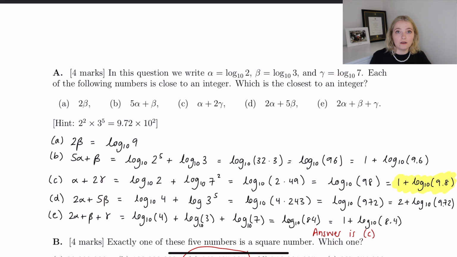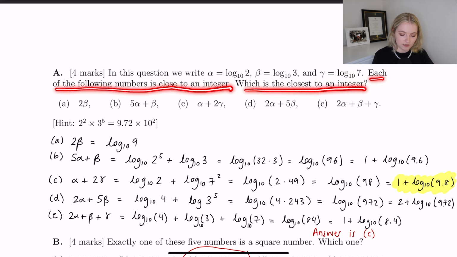So we're going to start nice and easy. Well, I say nice and easy, maybe not easy for everybody, but I'm going to start with the first question in the exam itself. It's worth 4 marks. It's the multiple choice, so question A of question 1. What it says in the question is we write that alpha is log base 10 of 2, and beta is log base 10 of 3, and gamma is log base 10 of 7. It says each of the following numbers is close to an integer. Which is the closest to an integer?